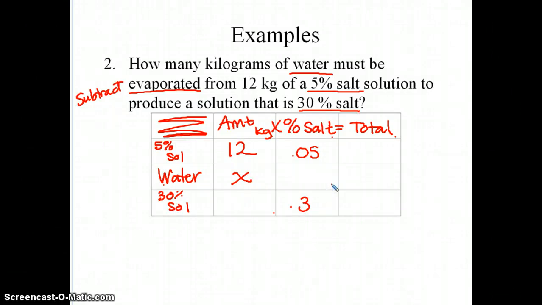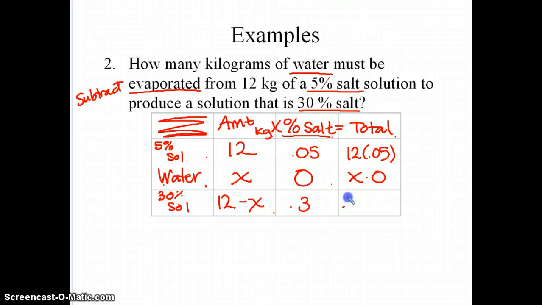So when I look here, I have a 5% solution, and I'm going to evaporate the water to come up with a 30% solution. Evaporate means subtract. So I'll have 12 minus x. Over here, my title tells me I have percentage of salt. So when I look at that water, that percentage is 0%. And then I can calculate each of my final boxes. So 12 times 0.05. The total for water will be x times 0. And for the 30% solution, 0.3 times the quantity 12 minus x.